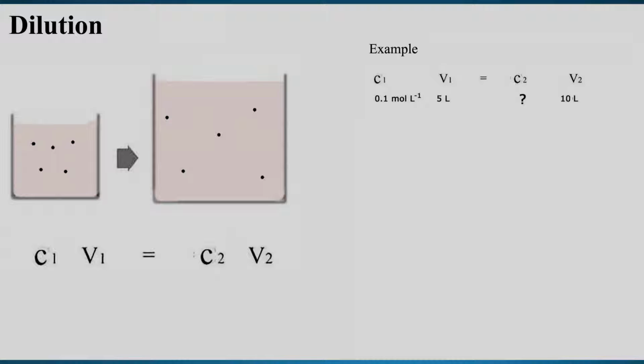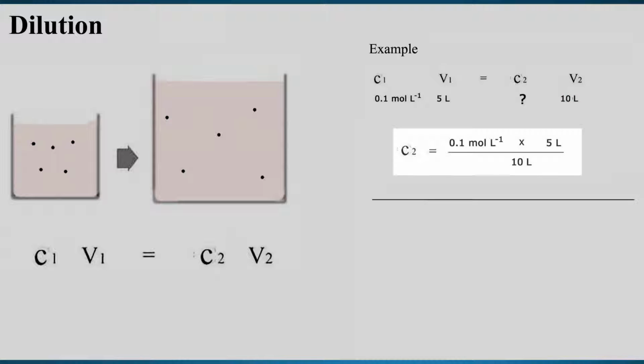Example. Originally, I have that much concentration at a 5 liter volume. Now I add more water. I add to 10 liter. So I have a new volume, V2, now. And I want to find out how much C2 is going to be. The calculation is pretty easy. You just divide by the 10 liter, as in this example. So you divide by the V2 as here.